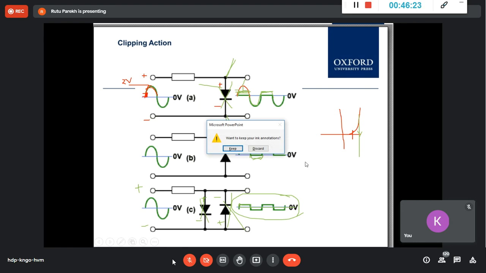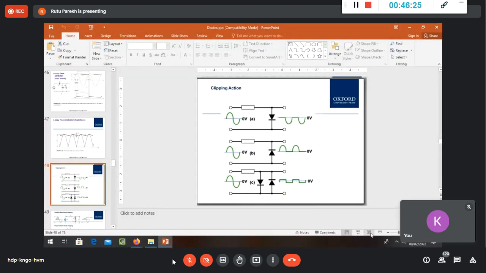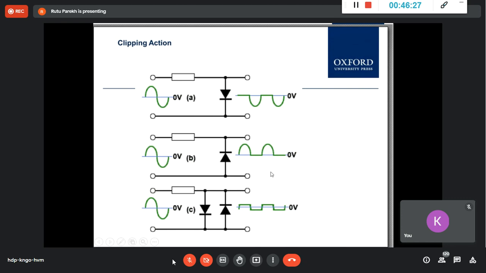There is a straight line at 0 volt, right, ma'am? Pardon? When both the diodes are ideal diodes, the output will be 0 volt, right? Correct. When it is ideal, let's say it is 0 volt.